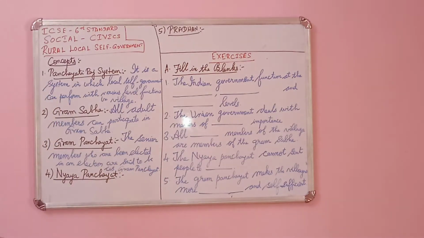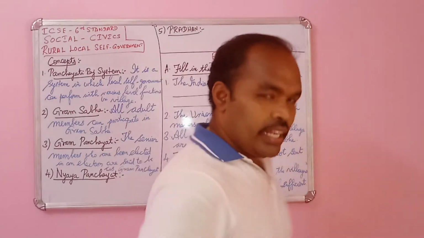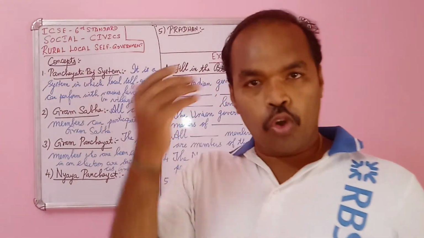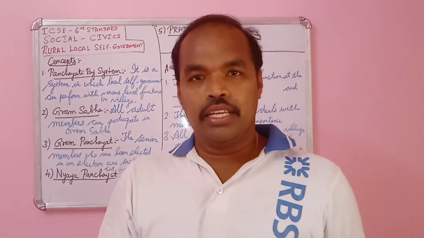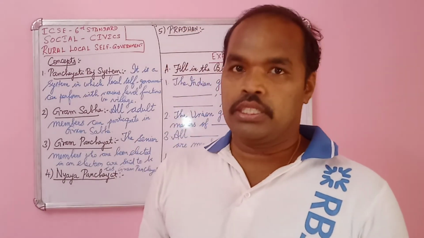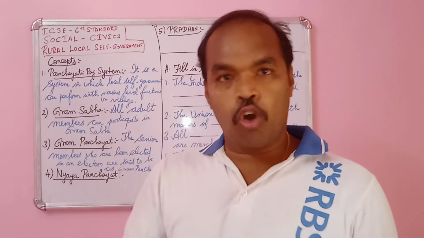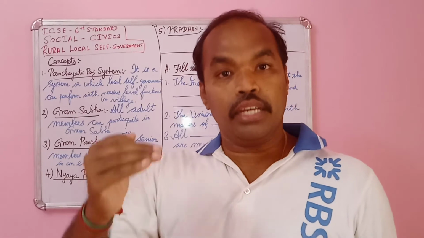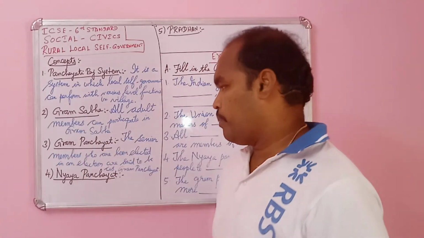That is, the senior members who are elected in an election, that is, they will be contesting the election. Whoever have been elected in the election will be considered as Grama Panchayat persons: president, vice president, ward members. These three people would come under the Grama Panchayat division.